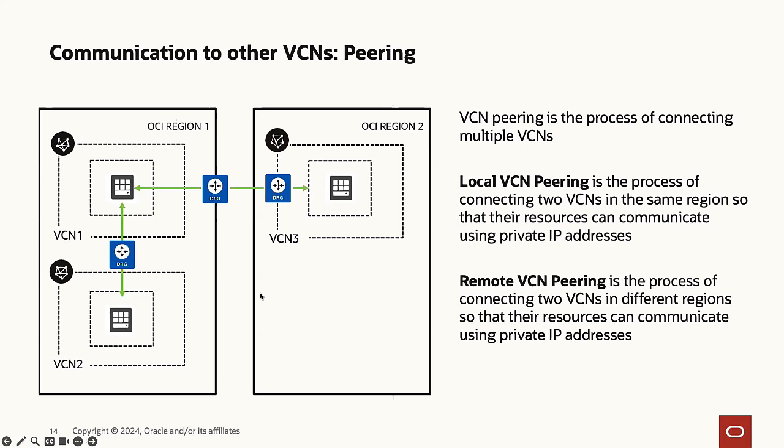But the process would look very similar. So you would still have to set up routes within the route table that essentially say, traffic destined for this range of IPs, that would be the other VCN CIDR block, if traffic's destined for that VCN, then it's going to be sent through that particular gateway.